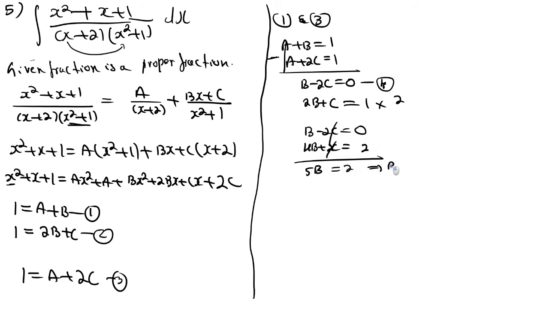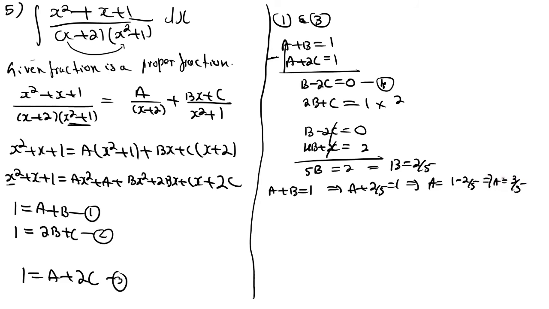This implies b value is equal to 2 divided by 5. Substitute in any one of the equations. Suppose we have a plus b is equal to 1. This implies a plus 2 by 5 is equal to 1. This implies a value is equal to 1 minus 2 by 5. A value is equal to 5 minus 2, that is 3, divided by 5. A value is equal to 3 by 5.